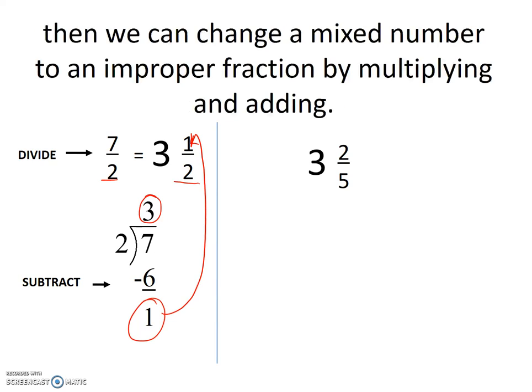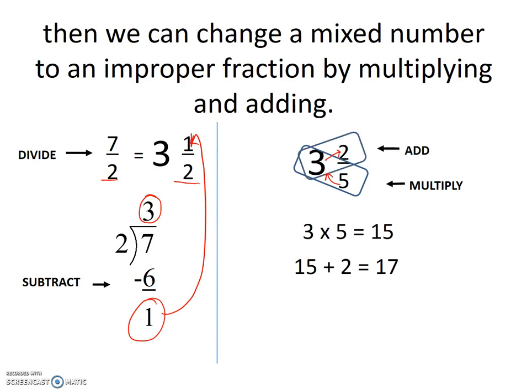Now, if I wanted to change a mixed number like 3 2/5 into an improper fraction, I do the opposite. Whereas before I would divide and subtract, now I'm going to multiply and add. And I start with this 5. I'm going to multiply 5 times 3 and then add 2. So let's look at that. 3 times 5 is 15, plus 2 is 17. So 17 over 5 is my improper fraction.